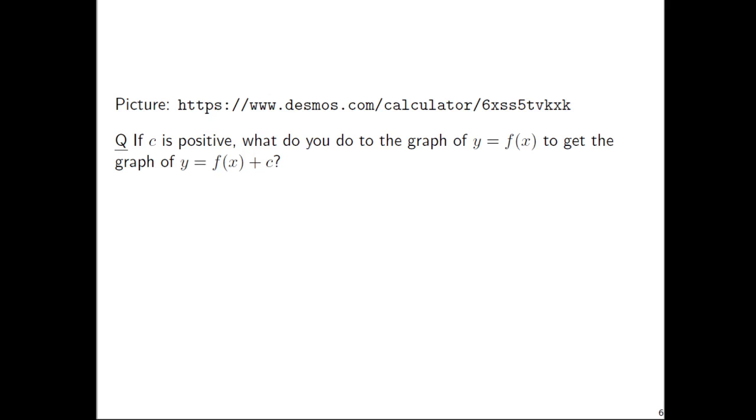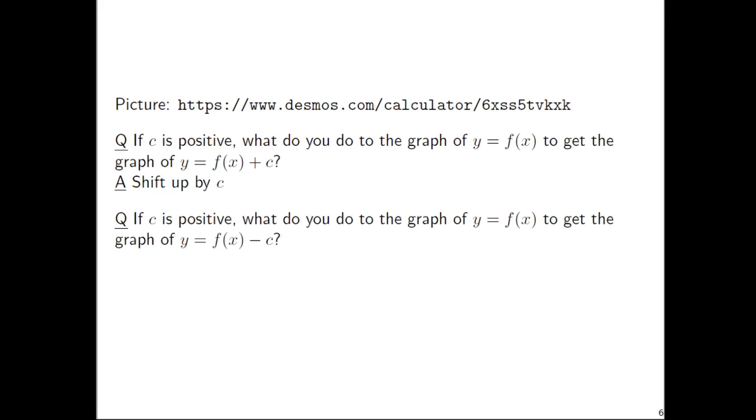Question: if c is positive, what do you do to the graph of y equals f of x to get the graph of y equals f of x plus c? You have to shift up by c, or shift up by c units, or up c units, or something like that. What about if c is positive, what do you do to the graph of y equals f of x to get the graph of y equals f of x minus c? So something like y equals f of x minus 5. Well, you shift down by c units.